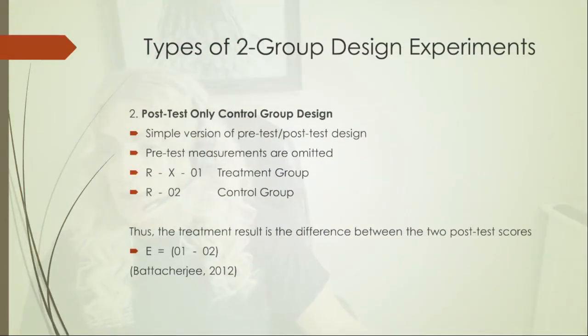Again, the second type would be the post-test only control group. So simple version of the pre-test, post-test, where we actually don't do the initial test before the intervention or the treatment is administered. So we see X is given to the treatment group, and here is our post-test only. So no pre-test there. So thus the treatment result is the difference between the two post-test scores only. So we're only subtracting the difference between the treatment group and the control group. No pre-test data available for this.